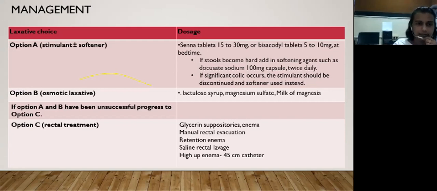Option B is you can go for osmotic laxatives, lactulose, in case of hepatic encephalopathy and liver problems causing constipation, or to prevent encephalopathy, we always go for lactulose. Then if options A and B have been unsuccessful, we progress to option C, where there's a rectal treatment. You can give either suppositories, enema, manual rectal evacuation, or retention enema. You can also use a lateral lavage and high enema with a 45 centimeter suction catheter. Next slide.